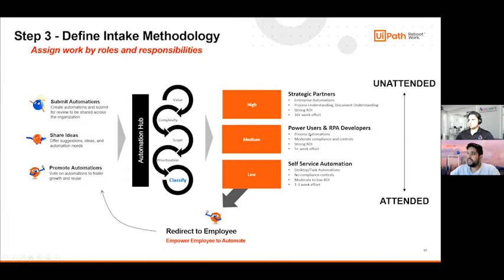But the more medium and lower levels, this is where you can redirect the development effort to those power users and to those citizen developers. And again, the lower the skill set, the more likely it's going to be attended automation. But really, this is not a golden rule by any means, just more of a starting place.